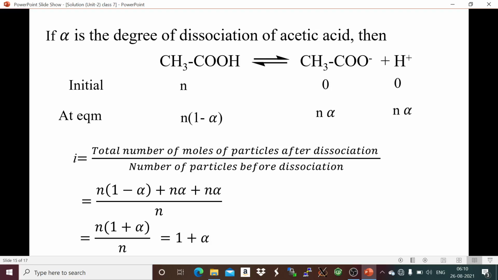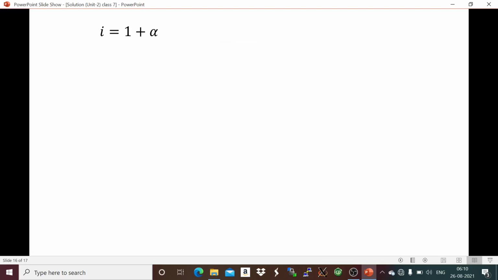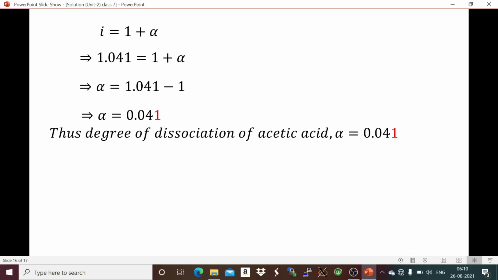Now we know the value of i is 1.041, so the alpha value is 0.041. Thus the degree of dissociation of acetic acid is 0.041.